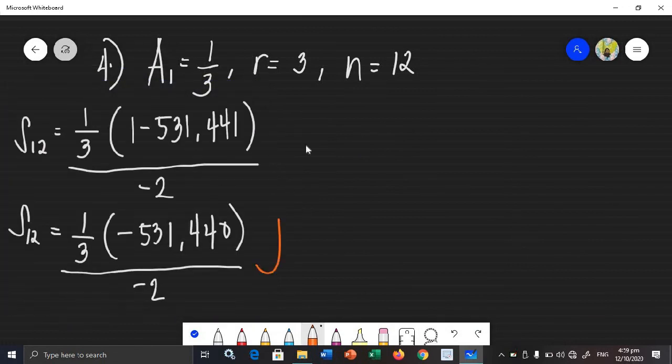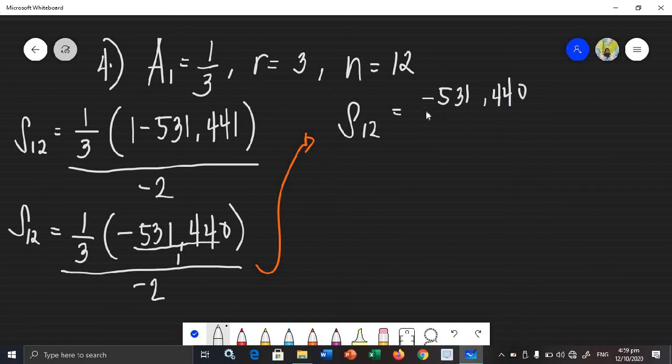And then I'm going to continue the solution here. So, dito sa taas, kukunin natin yung 1/3 ni negative 531,440. So, ang mangyayari, if I'm going to rewrite this part, di ba ito over 1? Over 1. So, multiply natin 1 times negative 531,440. Ganun pa din yung sagot. Negative 531,440, all over 3 times 1. So, the answer is 3. Tapos all over negative 2.